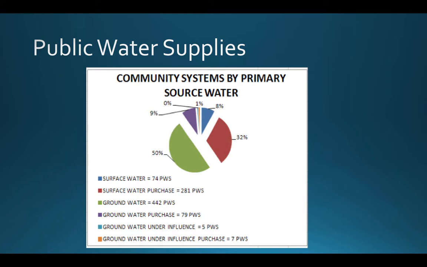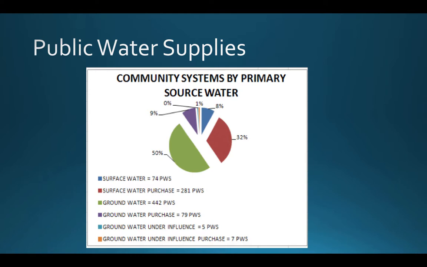So the community systems by water source. So where do these sources get their water? We notice that the majority of them get their water from groundwater. When we look at these two, we look here both at groundwater and groundwater purchases. We have over 500 that are both groundwater and groundwater purchases.